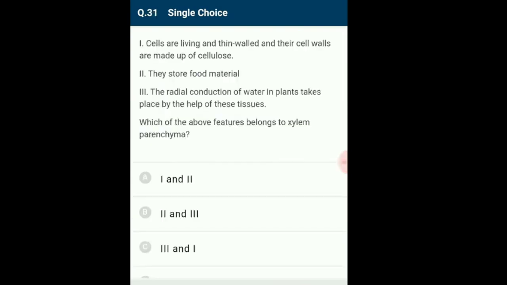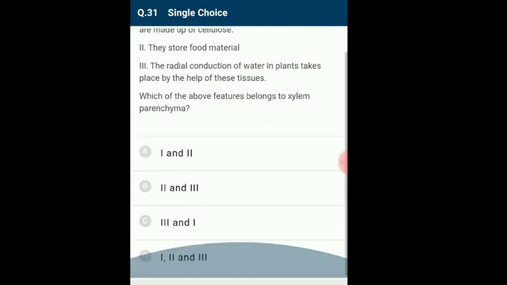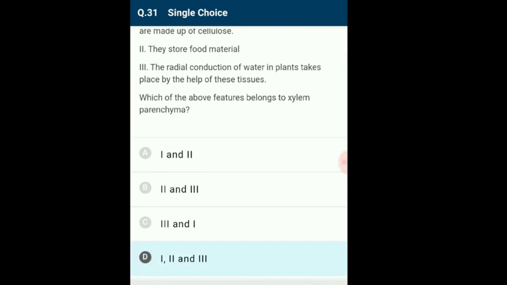Question number 31. Three statements are given. From that, which of the above features belongs to the xylem parenchyma? Xylem parenchyma cells are living and thin walled and their cell walls are made up of cellulose. They store food material in the form of starch or fat and other substances like tannins. The radial conduction of water takes place by the ray parenchymatous cells. So the answer is option D. First, second and third, all the three statements belong to xylem parenchyma.